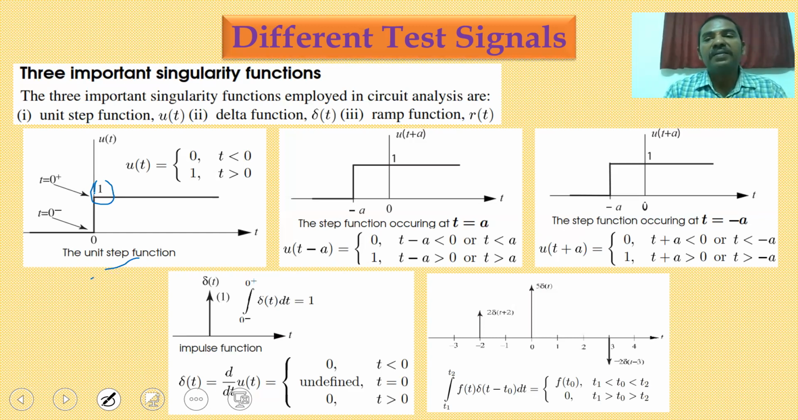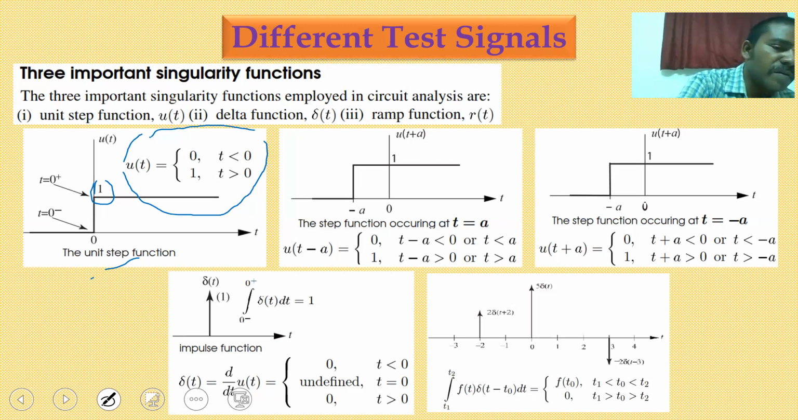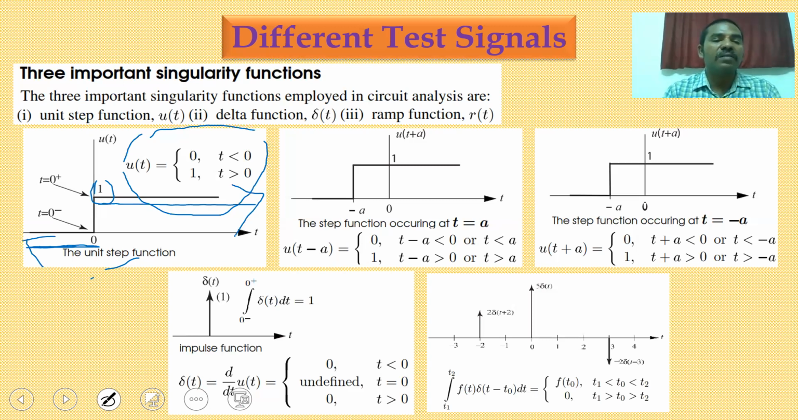So unit step means at t is equal to 0, you get one value, and it must be constant forever. Then you can say that it is a step response. So u of t can be represented as 0 for t less than 0, and 1 for t greater than or equal to 0. So it is a step response.